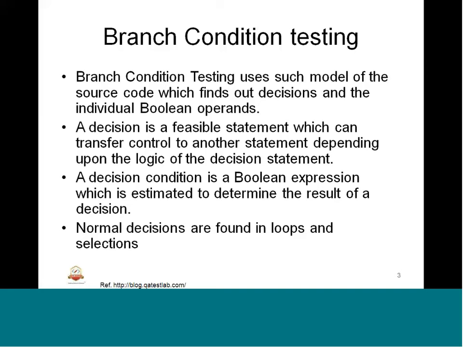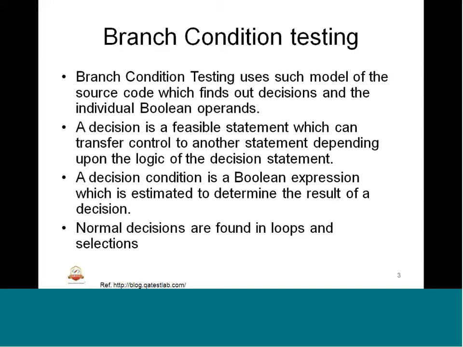A decision is a feasible statement which can transmit control to another statement. We know that it depends on the logic of the decision statement, that means how the logic is going to be derived. Based on that, the decision is called a feasible step. A decision condition is a Boolean expression which is estimated to define the result of a decision. It is a Boolean expression condition, which drives the values in such a way that the decision outcome will be known.